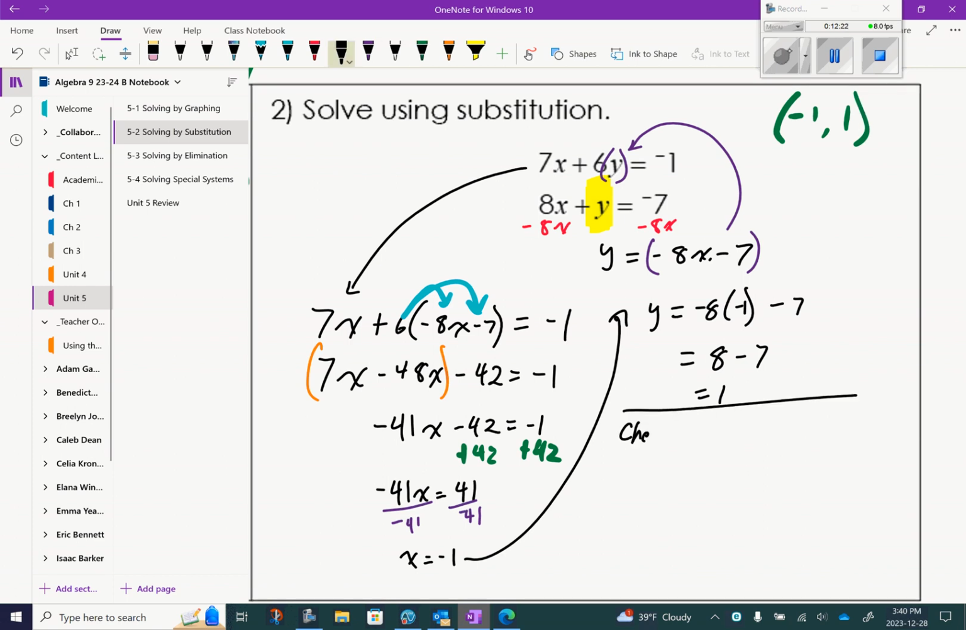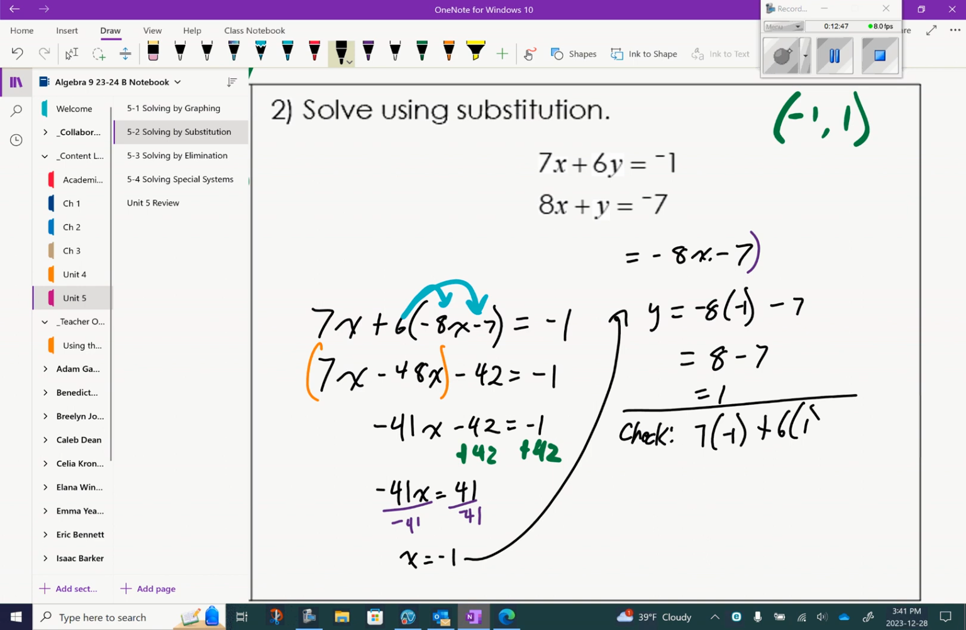And then, of course, I'm going to check. Get rid of all of this stuff from around my equations here so I can see them better. 7x plus 6y equals negative 1. So if I'm going to substitute what I think is the correct answer here, that means 7 times negative 1 plus 6 times positive 1 should equal negative 1. And sure enough, 7 times negative 1 is negative 7. 6 times 1 is 6. Negative 7 plus 6 is negative 1.